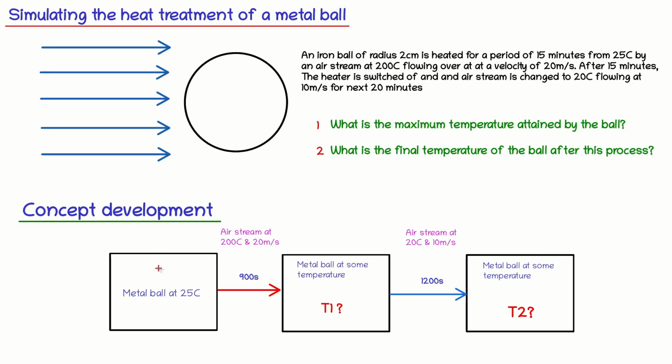We have a metal ball staying at 25 degrees Celsius at start. It is heated for 900 seconds, that is 15 minutes, by a hot air stream. After this, the ball will attain a certain temperature T1, which is an unknown. And after 900 seconds, the temperature of the airstream is changed to 20 degrees Celsius and velocity is reduced from 20 meters per second to 10 meters per second.